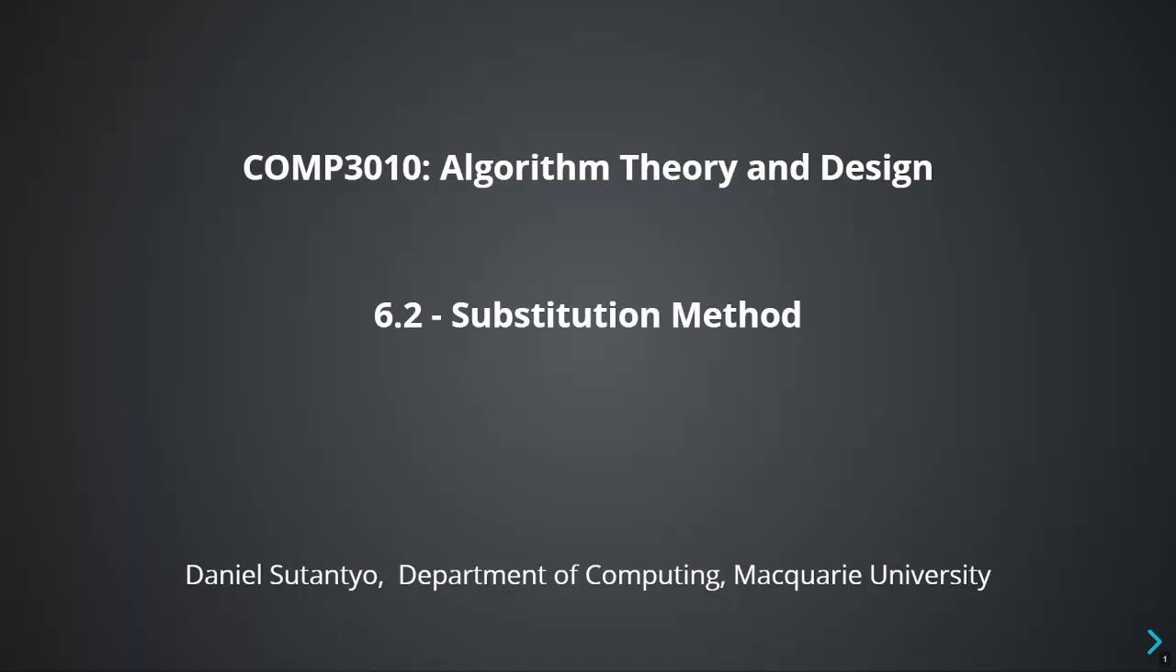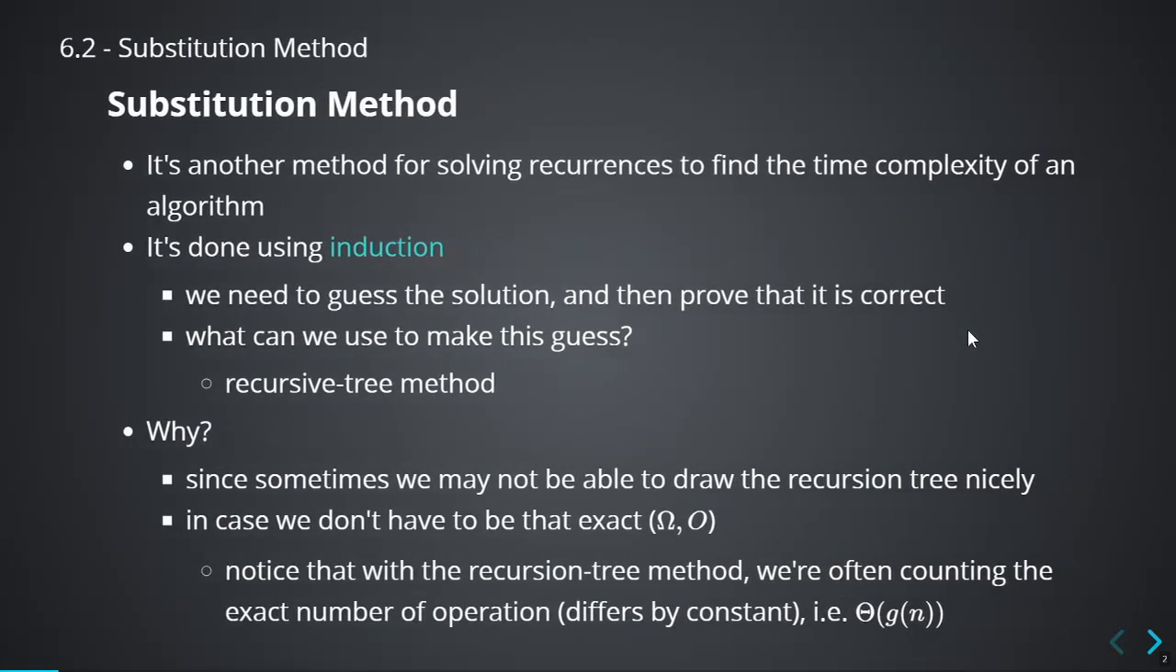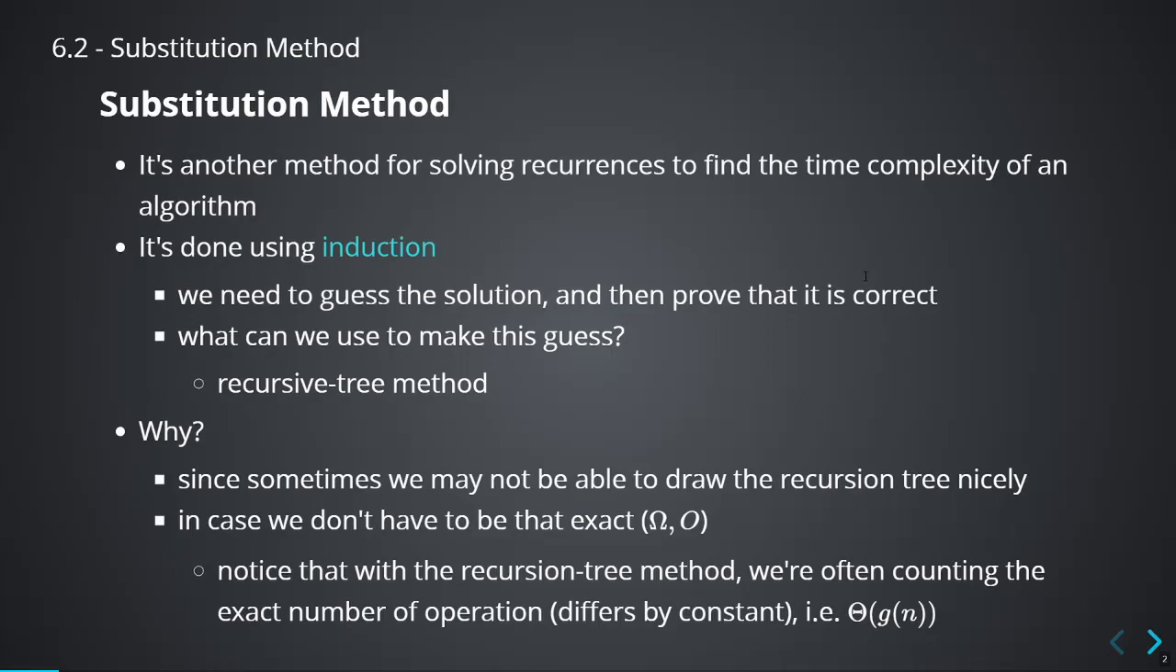Hello, we're going to look at another method that you can use to show the complexity of a divide and conquer algorithm. This one is called the Substitution Method, which actually is just induction. In the previous lecture, you saw how we can do this using the recursion tree method. And you might be wondering, why do we have to know about another method? Well, because sometimes you may not be able to draw the tree nicely.